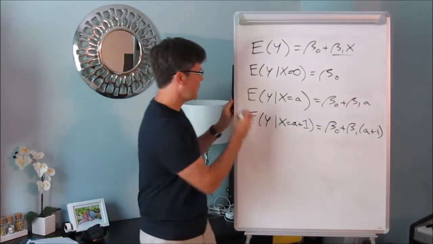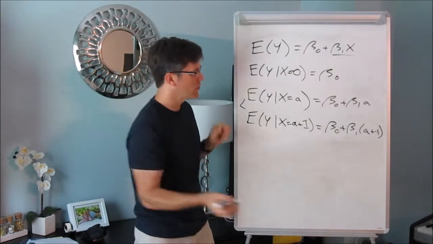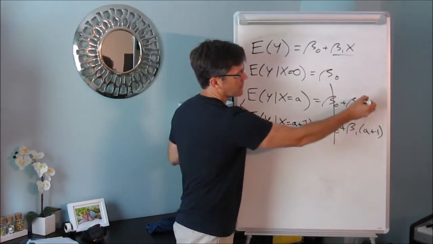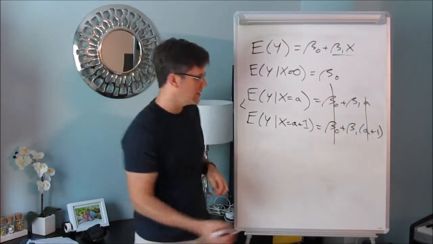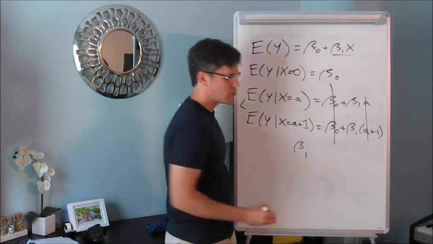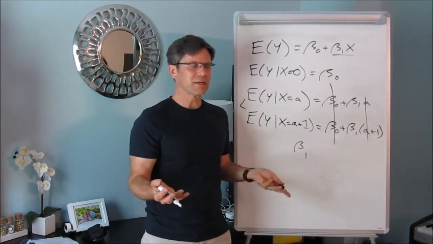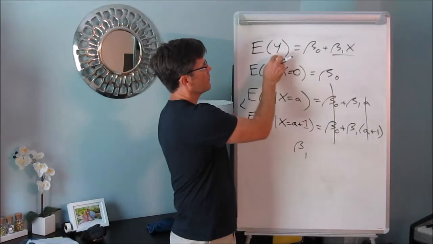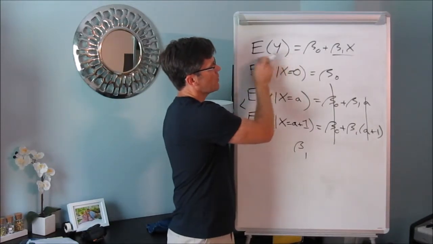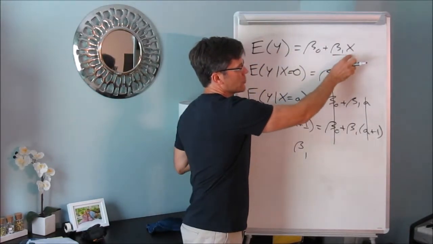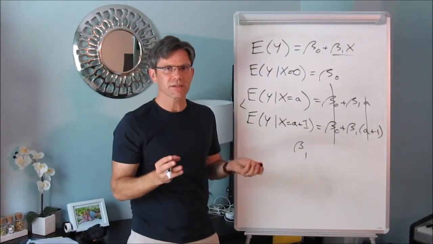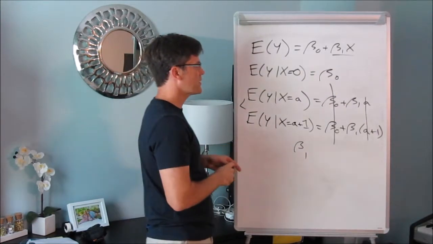And notice what's going to happen if we take the difference between those two things. The intercepts are going to cancel, and the β1a terms are going to cancel, and what we are left with is just β1. So β1 then is the change in y, or the difference in y, that we would expect to observe as a function of a 1 unit difference in x. So that's our interpretation in the simple regression model.